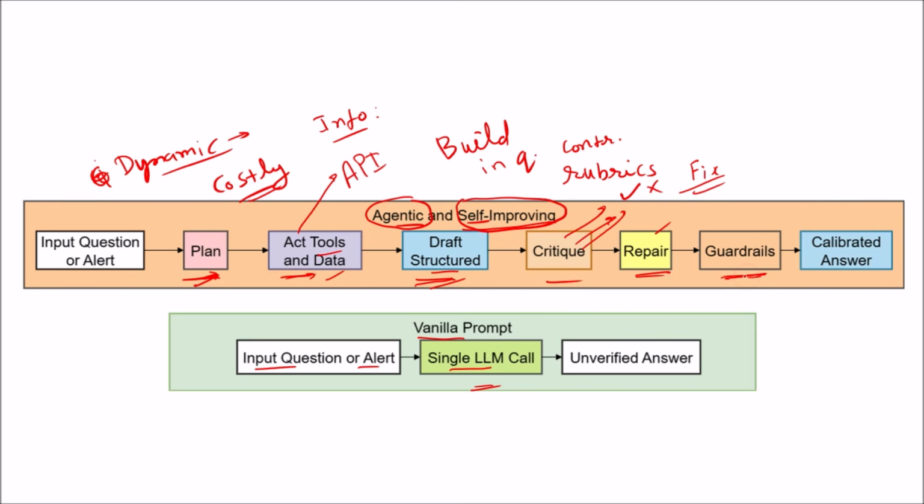And the next part is guardrails. Guardrails work like a final check: whether, after repairing, the information is properly organized and correct, and whether we can send it to the final LLM or not. And after that it generates the final calibrated answer. So this is the process of agentic self-improving prompts.